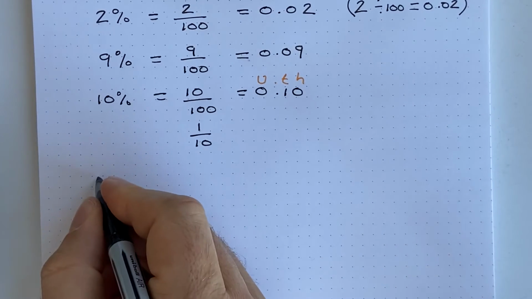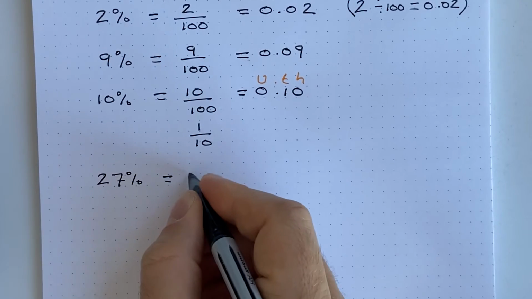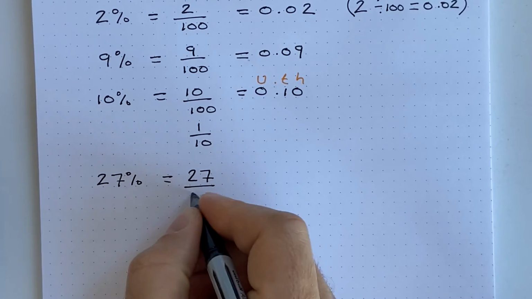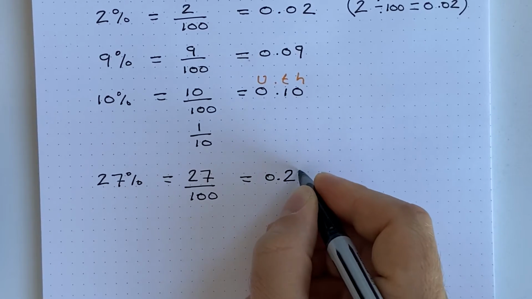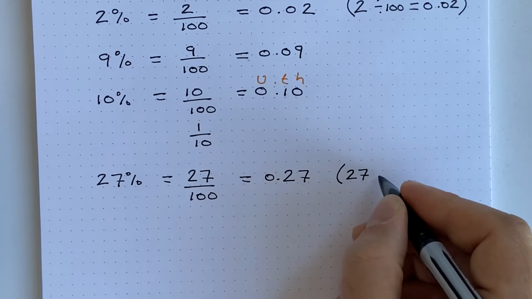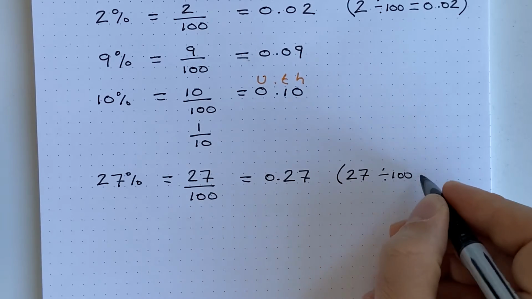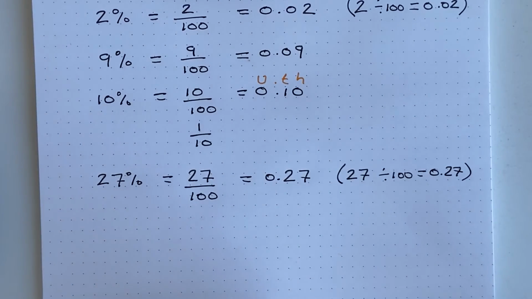So 27%, 27 over 100, 0.27. Remember, you can do it on the calculator if you need to. 27 divided by 100 to get that answer. 0.27.